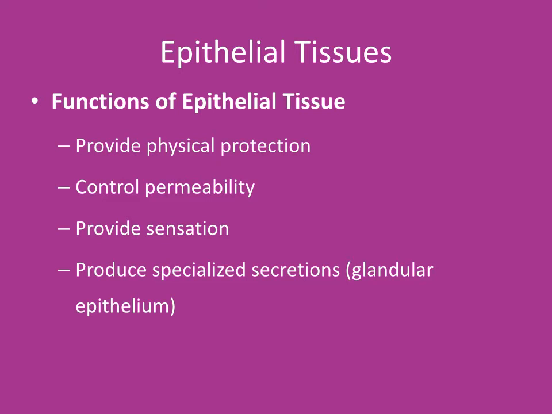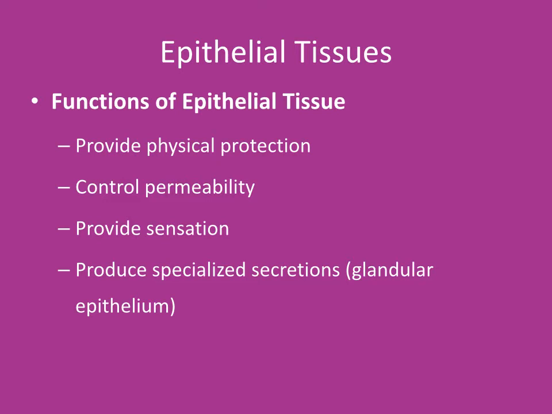So what are the functions of epithelial tissue? Remember, they're on the outside of everything. They're on the inside of everything. And they provide us protection. They control permeability. They allow what goes out and what comes in. They provide sensation. That's how we feel through our skin. And they provide specialized secretions. There's lots of glandular epithelium. Now remember, glands are also epithelial tissue. That's where they came from. They arose from epithelial tissue.